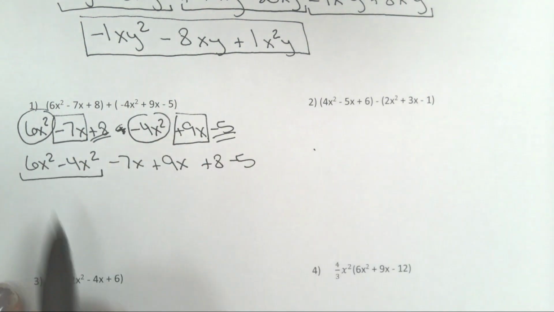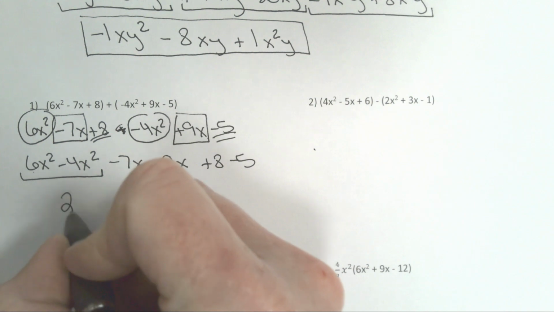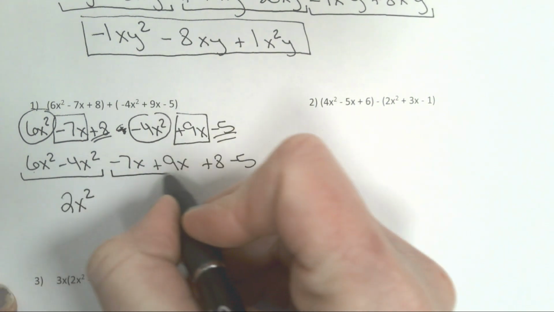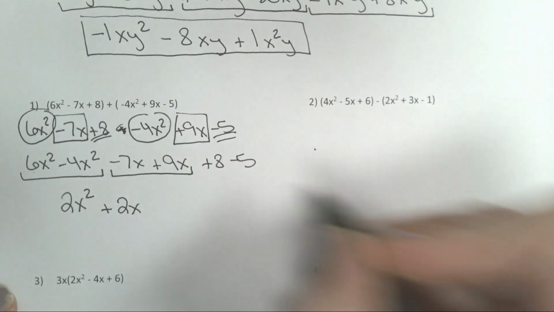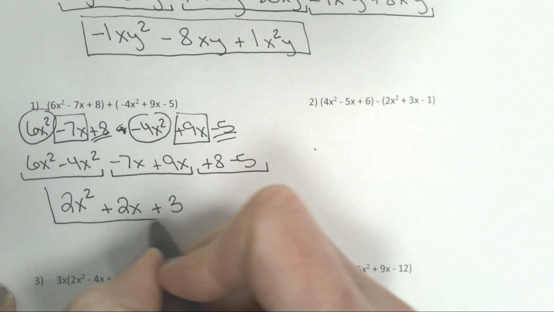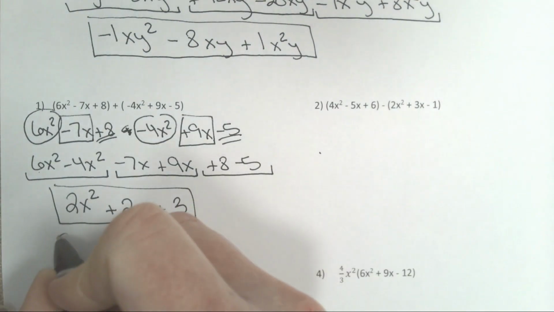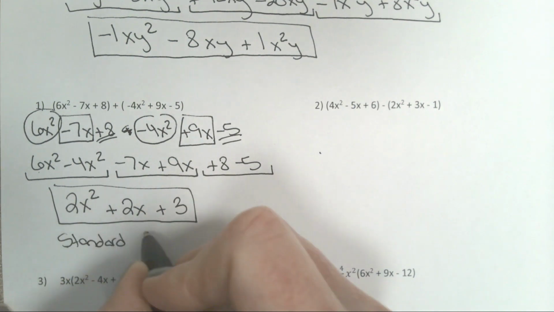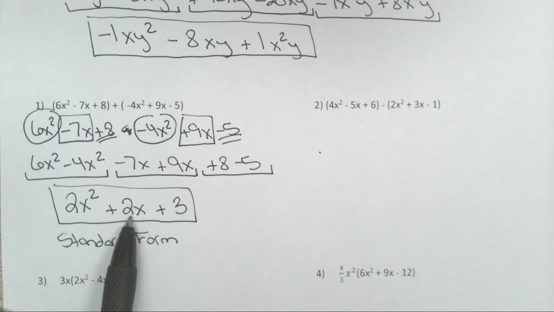So when I combine like terms here, just combine your numbers out in front. 6 minus 4 is 2. Tag on the x squared. Negative 7 plus 9 is also 2. Tag on your x. And 8 minus 5 is 3. When you only have one variable like you do here, it does need to be in this order, which is called standard form. When you have one variable, it has to be in standard form. That means you go from biggest exponent first, and then they go in descending order.